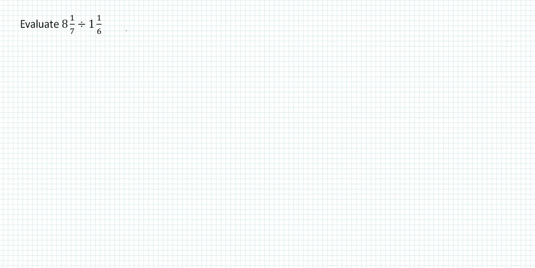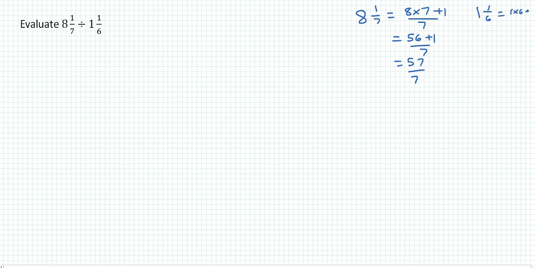Let's try the second example. Our next example is 8 1/7 divided by 1 1/6. So we have 8 1/7, which is the same as 8 multiplied by 7 plus 1/7, which is going to give us 56 plus 1/7, which is 57/7. And then 1 1/6 is 1 multiplied by 6 plus 1/6. Is going to give us 6 plus 1/6, which is 7/6.